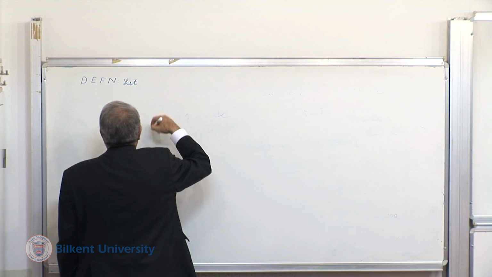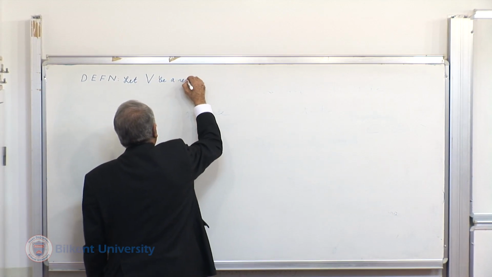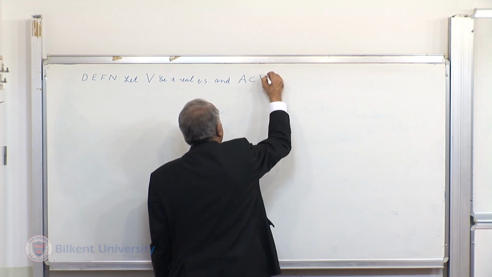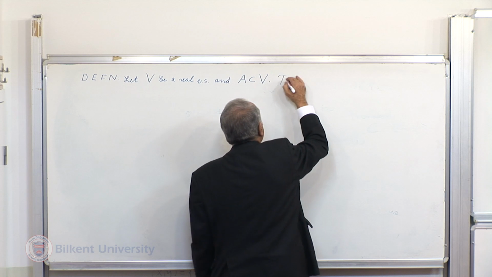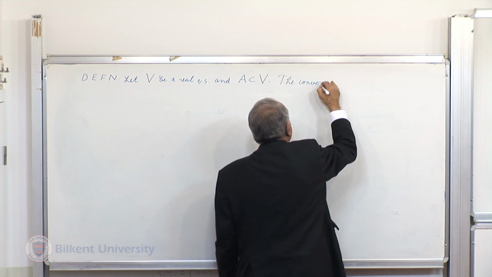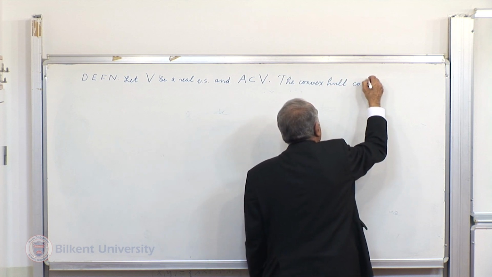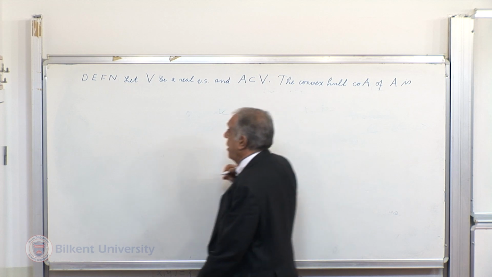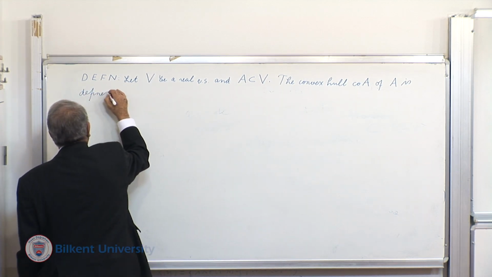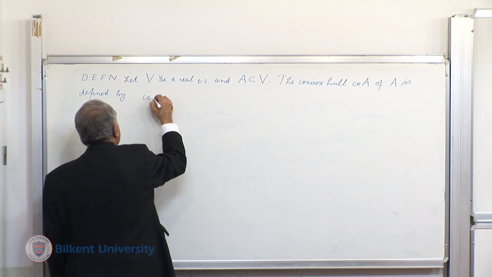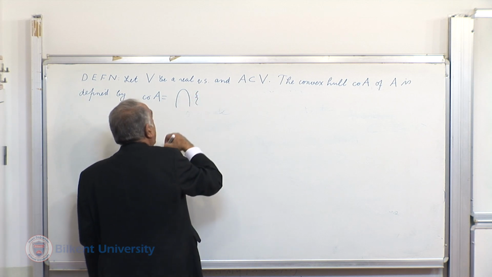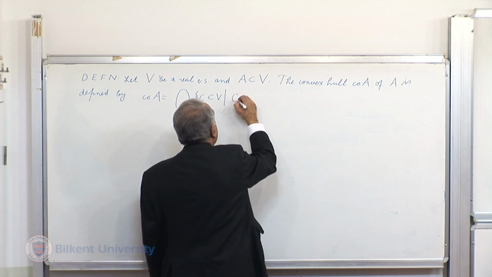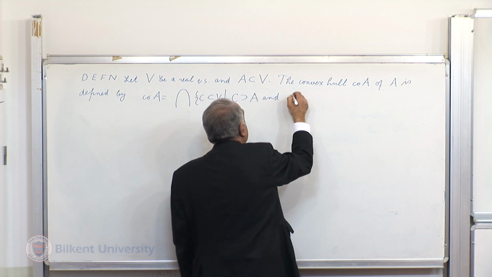Let, again, V be a real vector space and A any subset of V. The convex hull of A, which we denote by Koray of A, is defined by the intersection of all subsets C of V such that C contains A and C is convex.